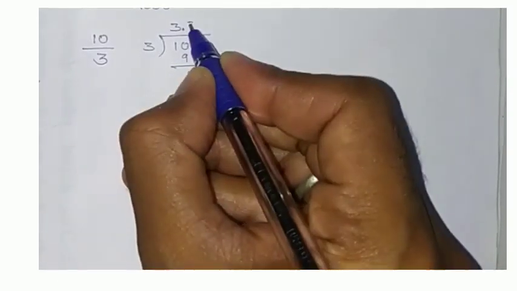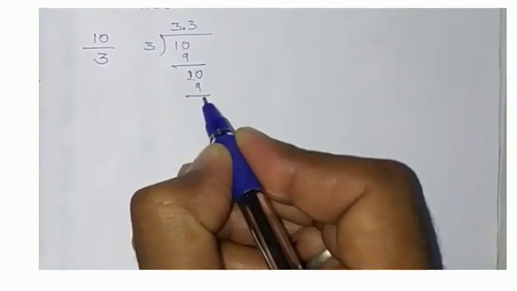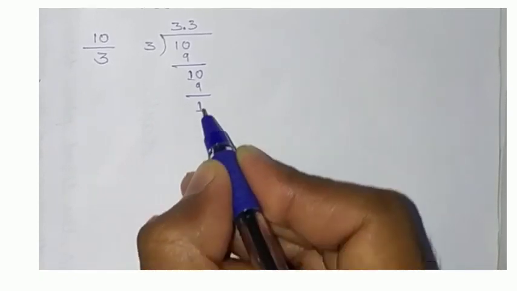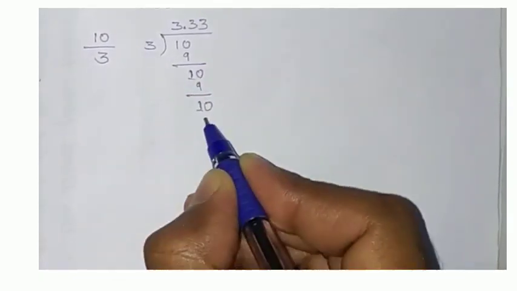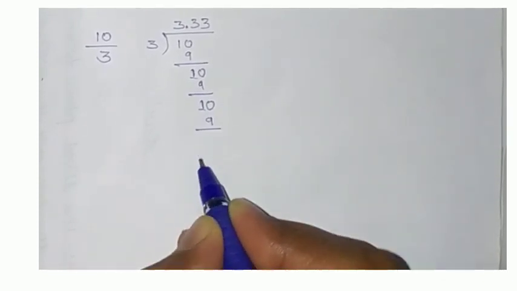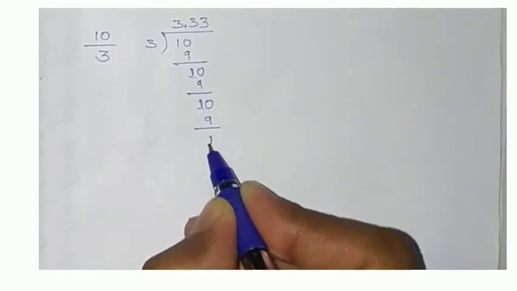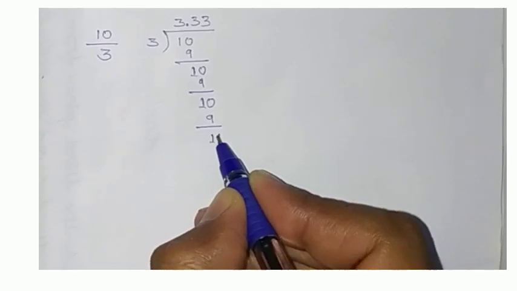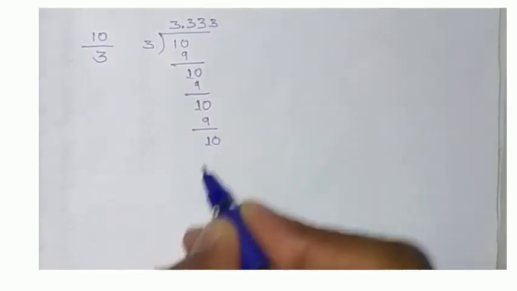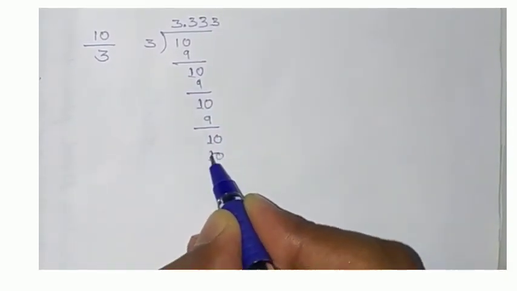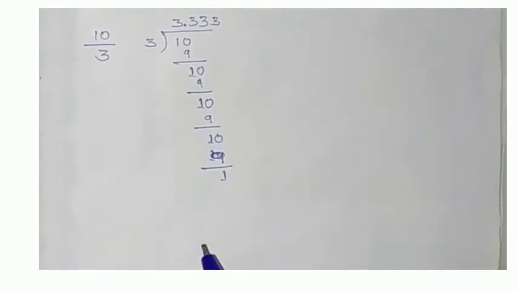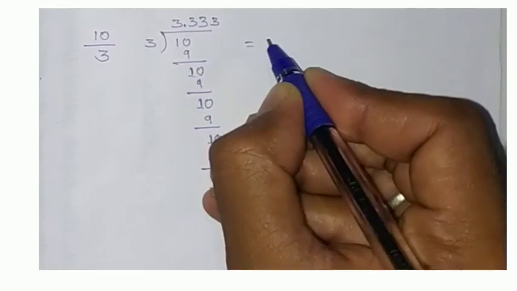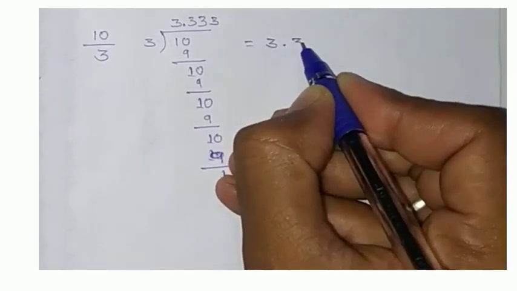So it can't be divided, so take the carry, that is 0. Again 3 threes are 9. Again 1. So next again take the 0. Next 3 threes are 9, 10 minus 9, again we got 1. Again take the 0. So it continues up to infinite terms. So for that we will write it as 3.3 bar.